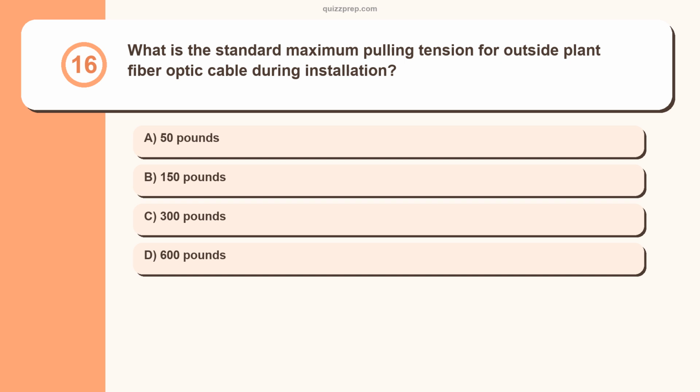Question 16. What is the standard maximum pulling tension for outside plant fiber optic cable during installation? 50 pounds, 150 pounds, 300 pounds, 600 pounds.